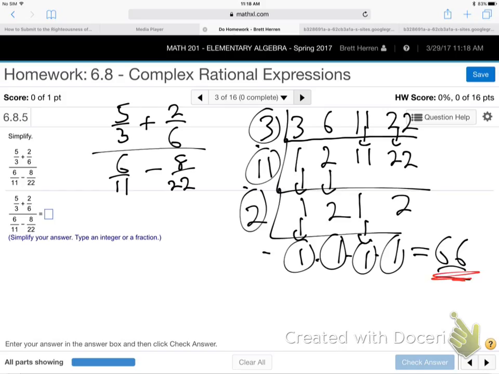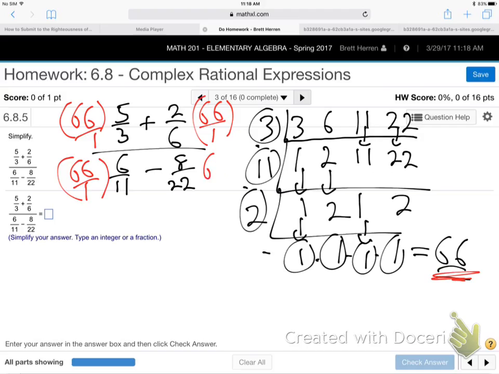66. Now, what are we going to do with that 66? Is this a left-right? Is there an equal sign, or is it a top-bottom? It's top-bottom. There's no equal sign. So everybody gets a 66, right? And if you want to put it over 1, you can, if that helps you. You don't have to. 66 alone means over 1, either way.